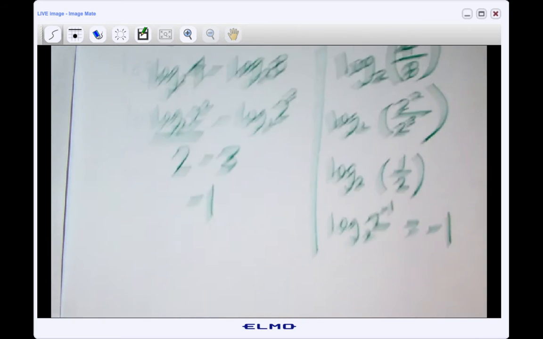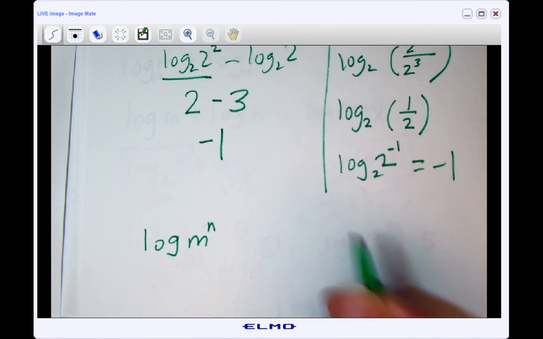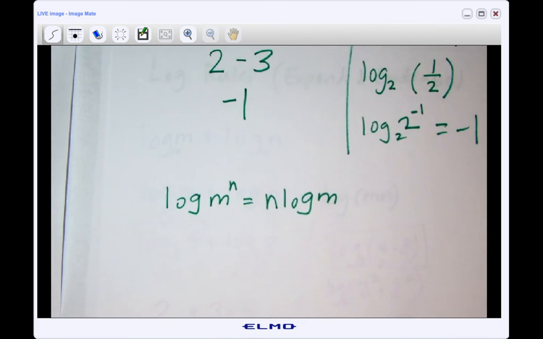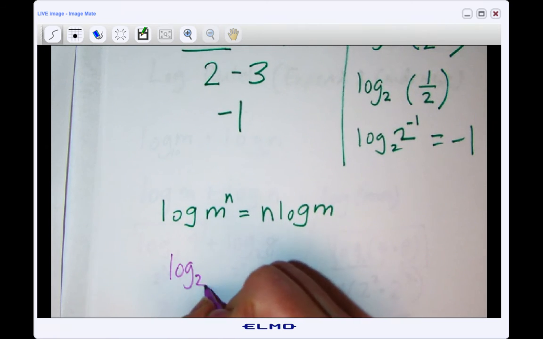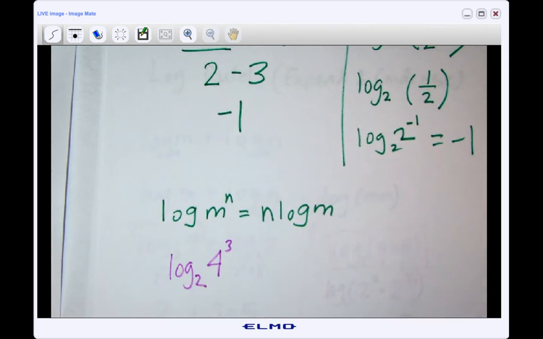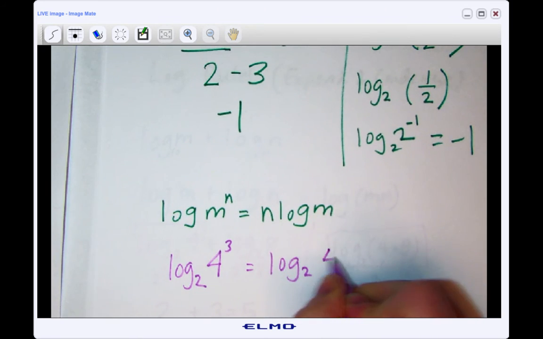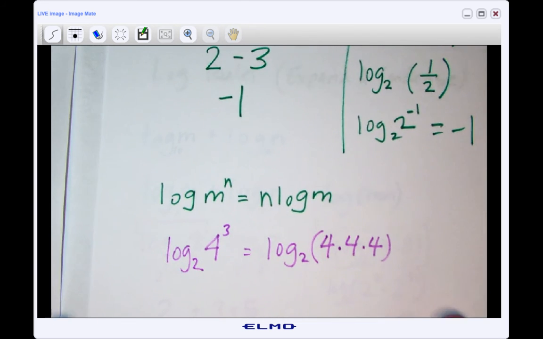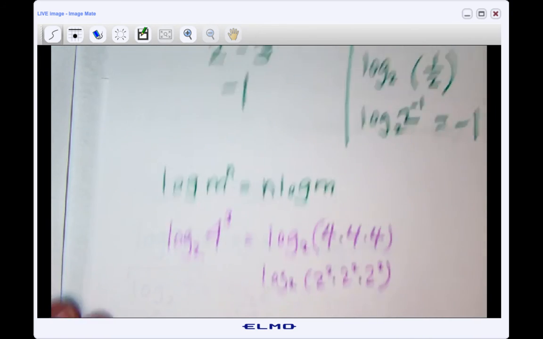All right, now the last one that we really have to look at is this one. If I have log base m raised to the n, I could actually do that as n log base m. Now this one may seem like it doesn't make sense, but let's take a look. If I have log base 2 of 4 to the third, I could think about that as log base 2 of 4 times 4 times 4. Is that true? Sure. I could say log base 2 of 2 squared times 2 squared times 2 squared. That would be true.